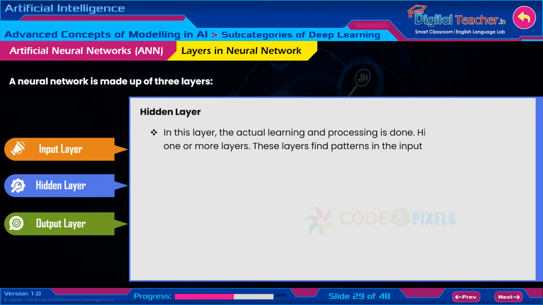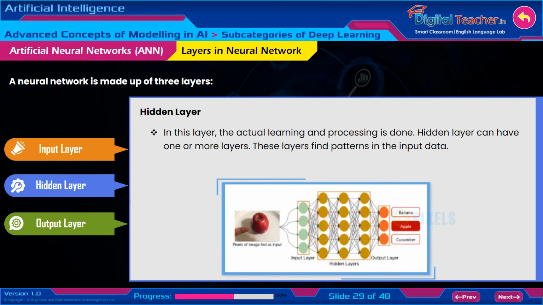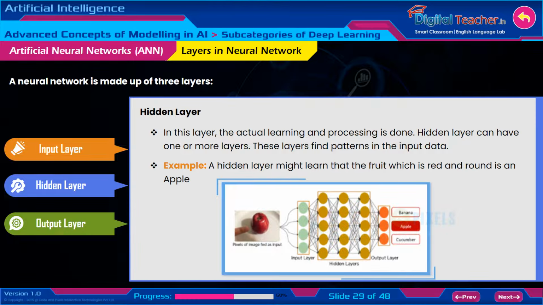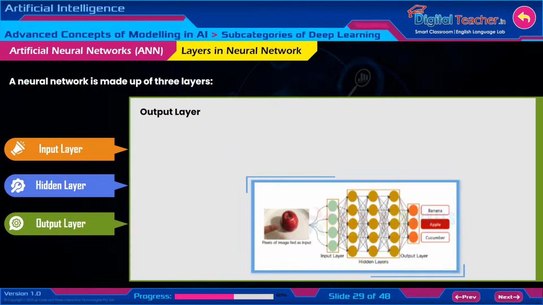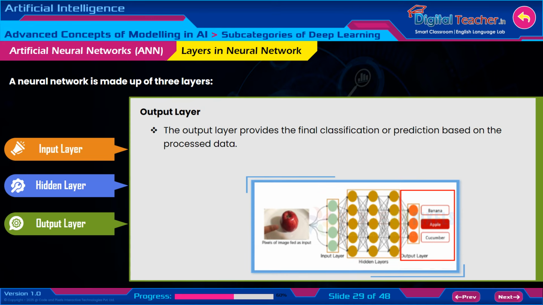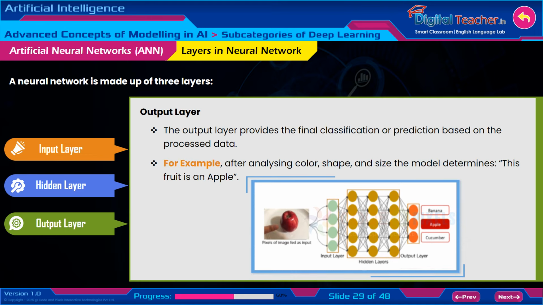Hidden layer. In this layer, the actual learning and processing is done. Hidden layer can have one or more layers. These layers find patterns in the input data. Example: a hidden layer might learn that the fruit which is red and round is an apple. Output layer. The output layer provides the final classification or prediction based on the processed data. For example, after analyzing color, shape, and size, the model determines this fruit is an apple.